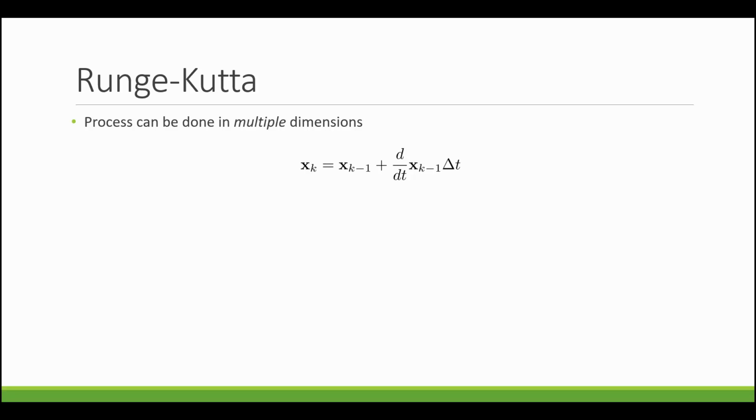And really, the method is going to look pretty much the same. The only difference here is we have vectors. So to get our next state as a vector, we're going to take our current state as a vector, plus the time derivative of our states, those x dot terms, times the time step. So it looks almost identical to what we just saw.